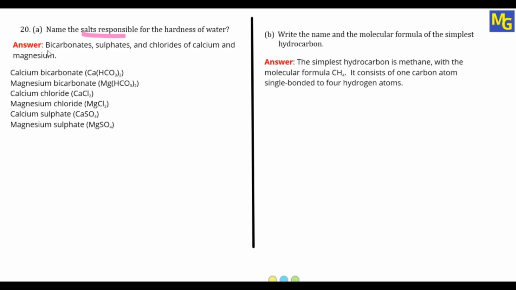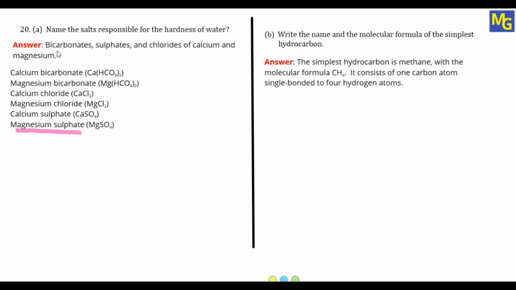So the salts are bicarbonates, sulfates and chlorides of calcium and magnesium. Bicarbonate means some of the examples we can give, like calcium bicarbonate. The formula is Ca(HCO3)2. Then we can write magnesium bicarbonate, calcium chloride, magnesium chloride, calcium sulfate and magnesium sulfate.